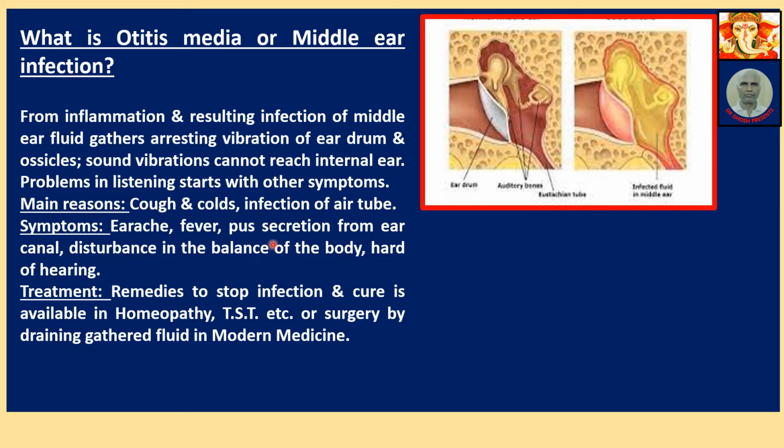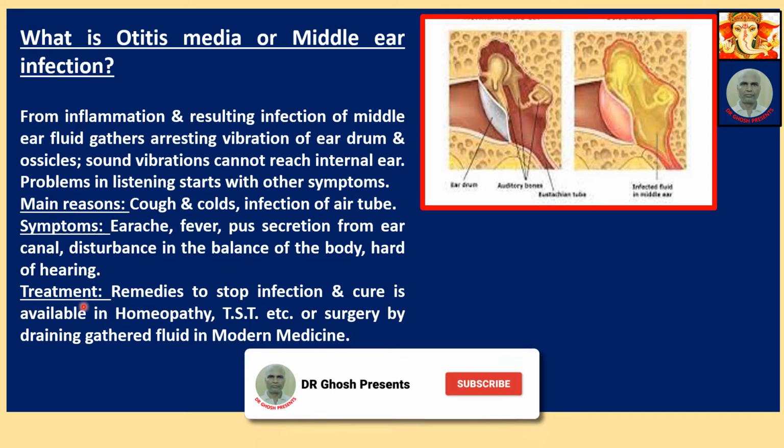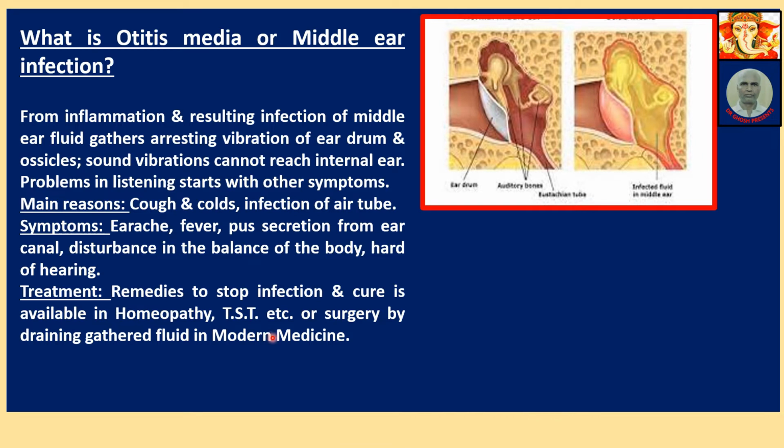Symptoms: earache, fever, pus secretion from the ear canal. Very often when it is inflamed, it is perforated and pus comes out through this channel, the external ear. There is also disturbance in the balance of the body, because middle ear infection means the infection is reaching the internal ear too. Hard of hearing: the hearing capacity will become less and less. Treatment: remedies to stop infection. Cure is available in homeopathy and tissue salt therapy. Also surgery, by draining the gathered fluid, in modern medicine.